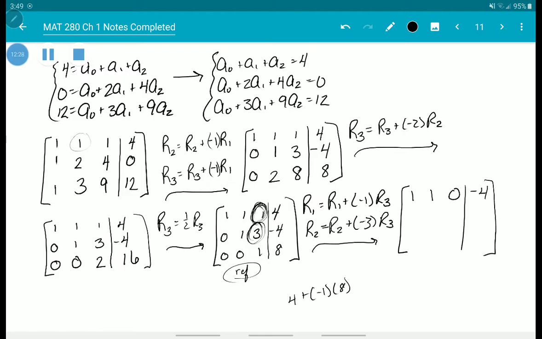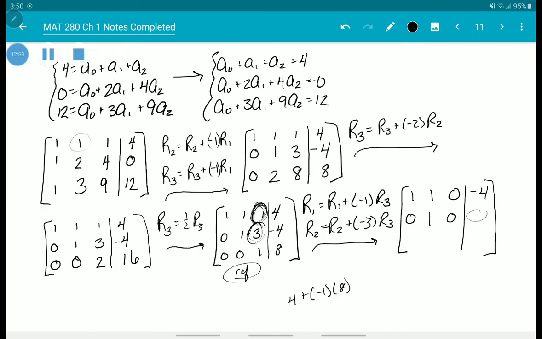And then row 2, we're going to have 0 plus -3 times 0, which is still a 0. 1 plus -3 times 0 is still a 0. 3 plus -3 times 1, which is 0. Be careful, this guy's still a 1. 1 plus -3 times 0 is still a 1.